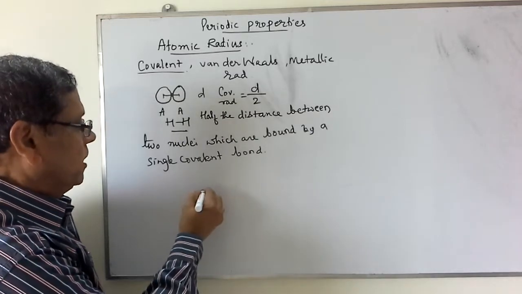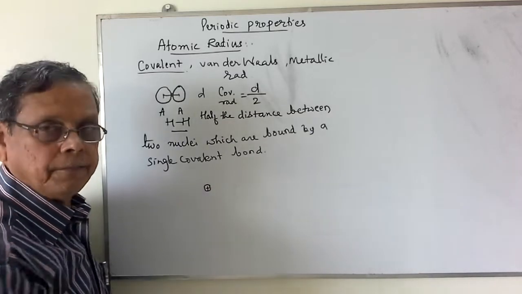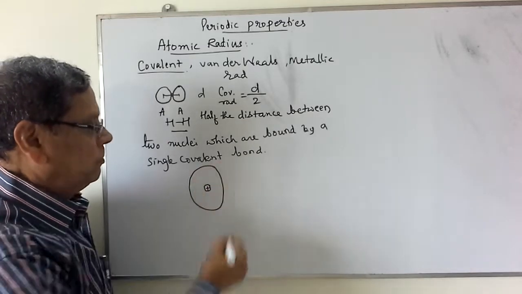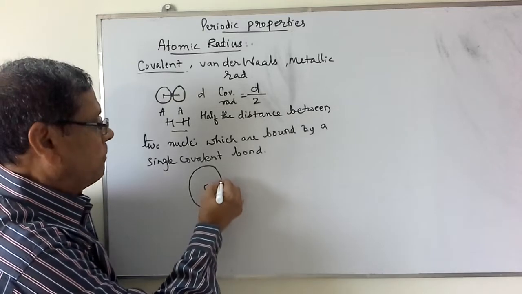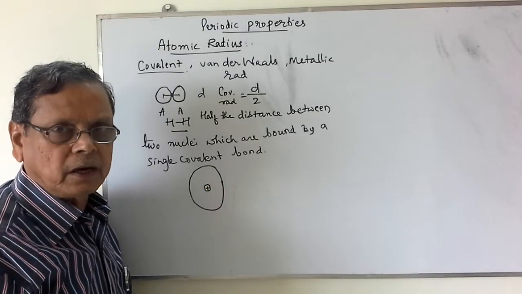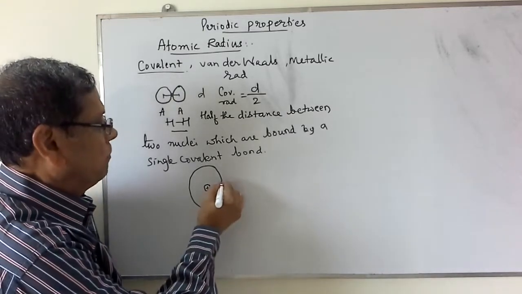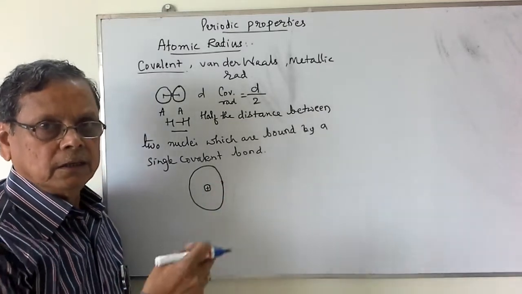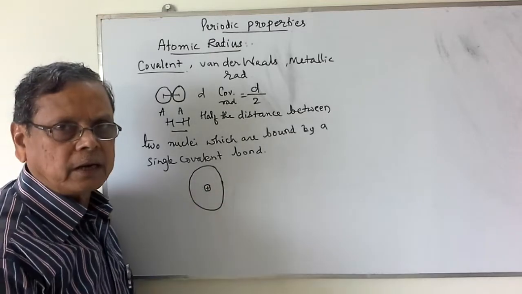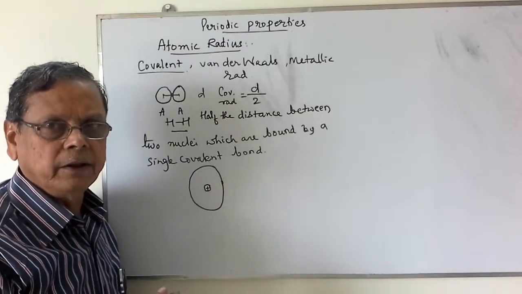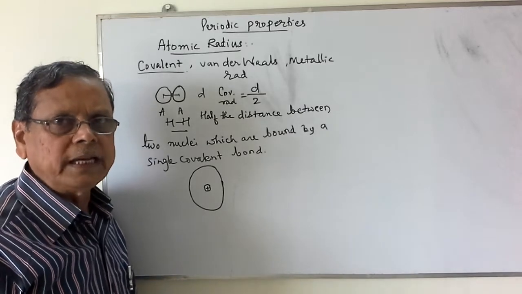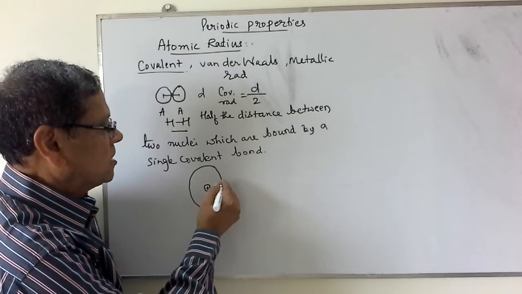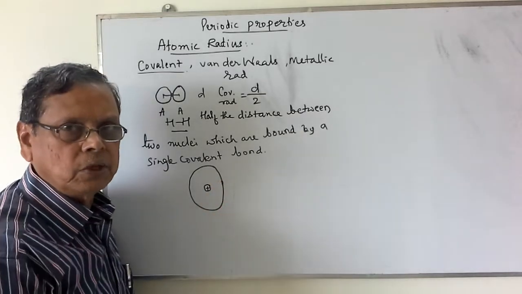There is one more method. Assume that this is the nucleus of the atom. This is the outermost orbit. Then in the atomic structure we have seen that at a particular distance there is a maximum electron density. Beyond that there is a gradual decrease in the electron density because of the wave character of the electron. It has a dual nature, that is the particle nature as well as the wave character. At a certain distance the effect of the electron density becomes 0.